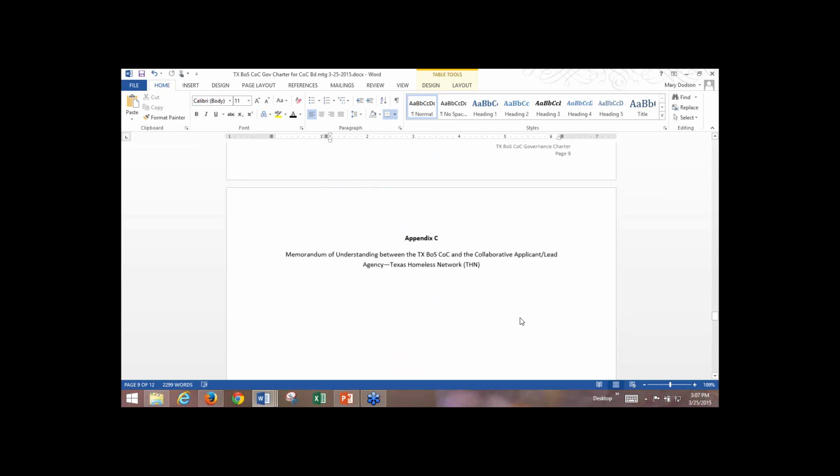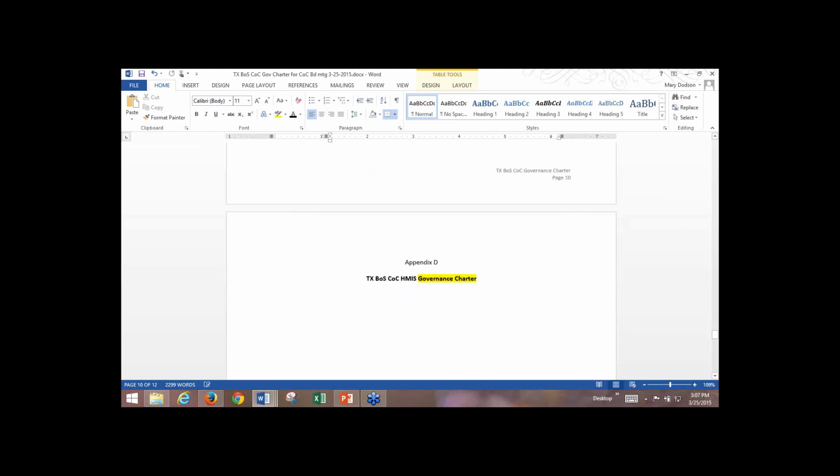And you'll see these other appendices are listed, but they are not yet included. They're being updated or written. And so that is a quick run through the governance charter that you all are eligible to vote for today.